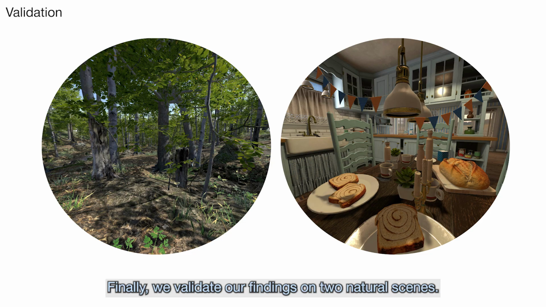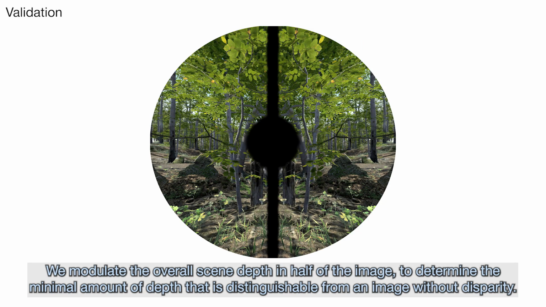Finally, we validate our findings on 2 natural scenes. We modulate the overall scene depth in half of the image to determine the minimal amount of depth that is distinguishable from an image without disparity.